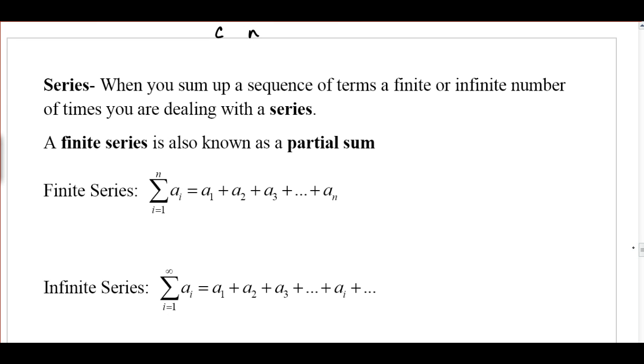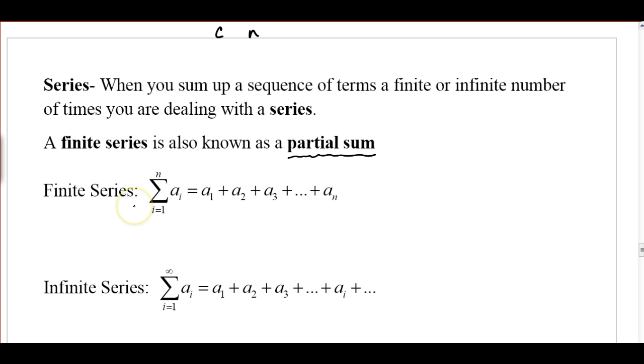So when you sum a sequence of terms a finite or infinite number of times, you're dealing with a series. A finite series is also known as a partial sum. So that's some vocabulary that you need to know in case the directions ask you to find a partial sum.